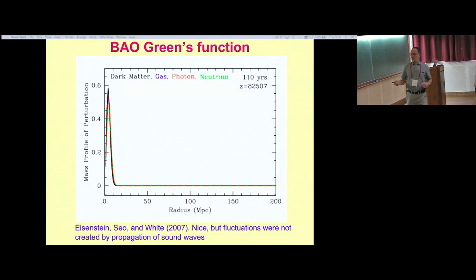Okay, so why do I say this is misleading? The reason this is misleading is that what you're being shown here is a Green's function. That is, you take the radial distribution that comes out of this calculation, and you use it to convolve whatever fluctuations exist. And the danger with this picture is it gives people the impression that large-scale structure in the universe on the acoustic scale of 150 megaparsecs arises by this kind of causal process, which, of course, it doesn't.